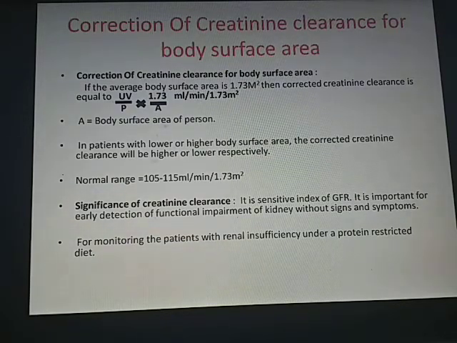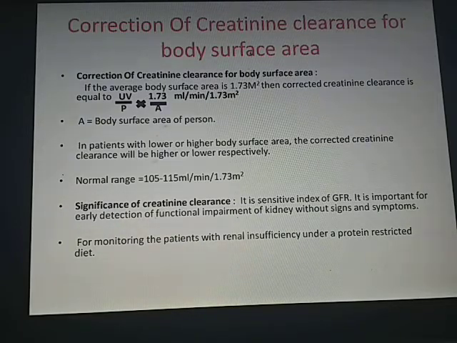If the average body surface area is 1.73 square meters, then the corrected creatinine clearance is given by U × V / P, the same formula used for creatinine clearance, multiplied by 1.73 / A. This 1.73 is the average body surface area, which is divided by the individual body surface area. By doing this, you will get the value in ml per minute per 1.73 square meters. So the creatinine clearance is corrected by adding the body surface area.